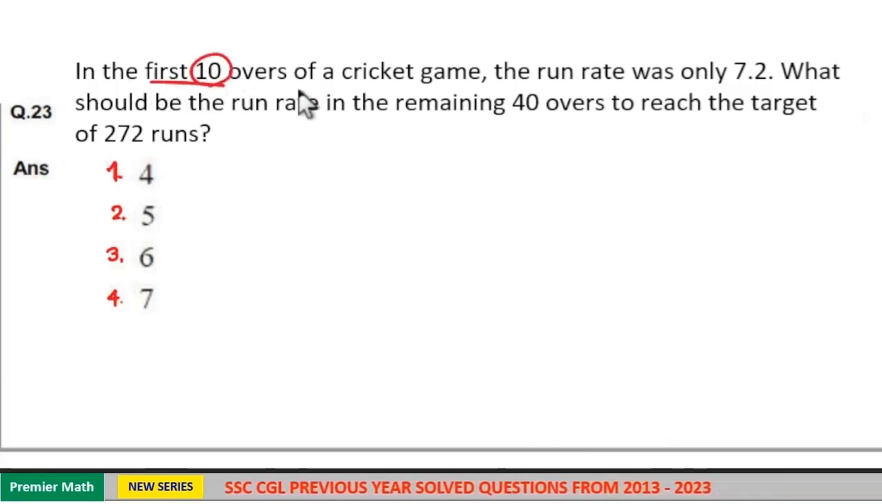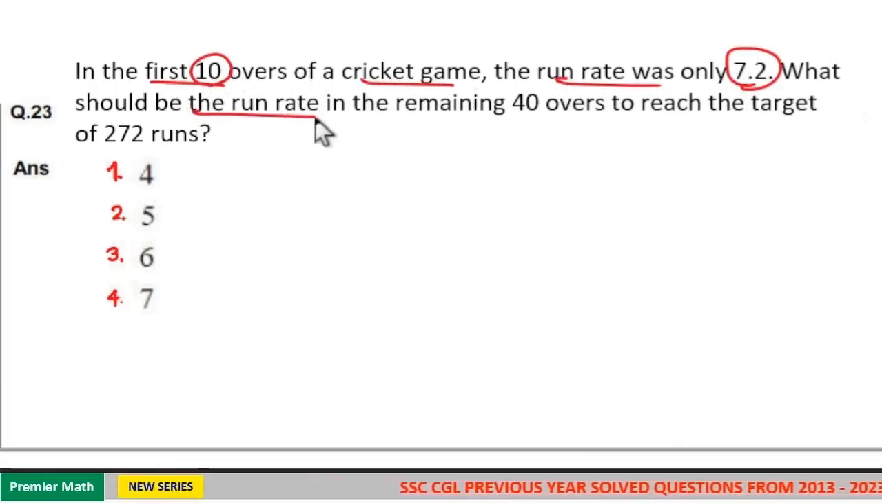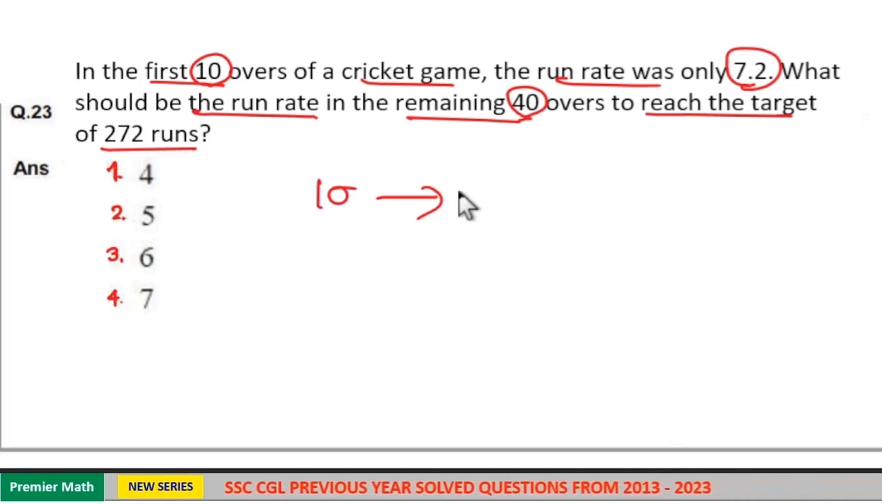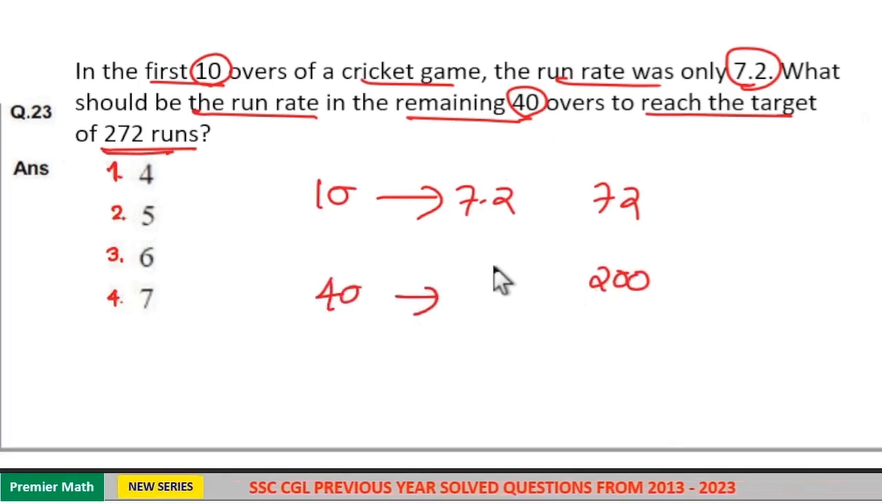In the first 10 overs of a cricket game, the run rate was only 7.2. What should be the run rate in the remaining 40 overs to reach the target of 272 runs? In 10 overs, run rate was 7.2 means a total of 72 runs scored. So the target is 272, which means the remaining 200 runs should be scored in the 40 overs. So the run rate should be 200 by 40. Option 2 is your answer.